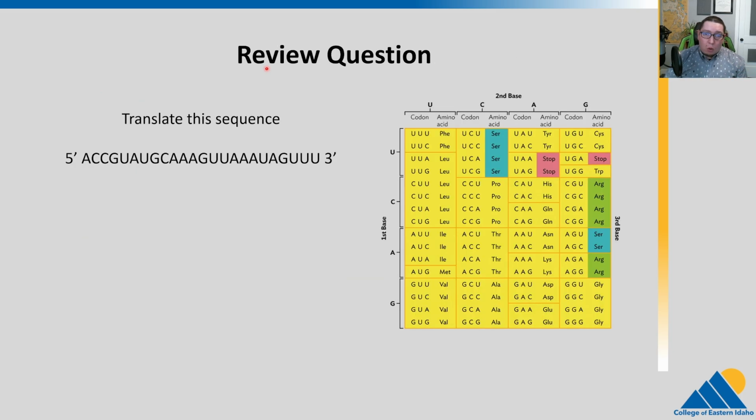All right, so we're going to finish up with a bit of review. Please pause the video right now and translate this sequence into the protein. So I'm giving you an mRNA to be translated into a protein. Okay, pause the video.